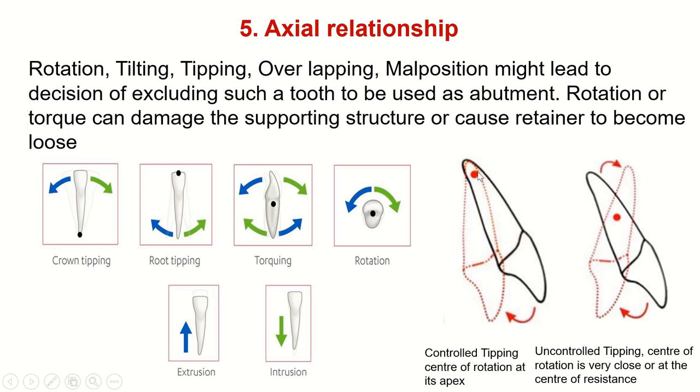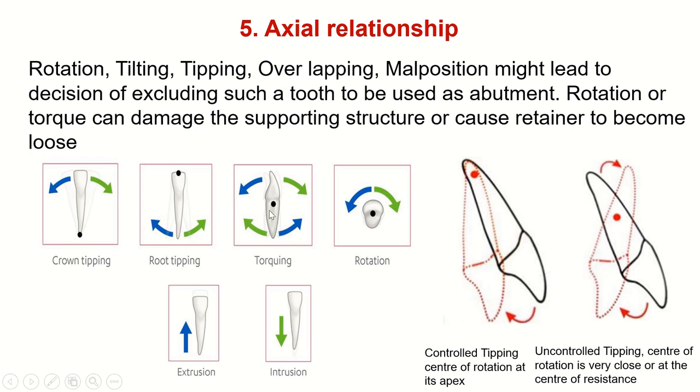إذا كان center of rotation near the apex سميناه بالcontrolled tipping. إذا كان near the center of the tooth or center of resistance راح نسميه بالuncontrolled tipping. في حالة التورقينج يكون movement of the crown in one direction while the movement of the root in the other direction. وأيضا عندنا other form of malposition اللي هو rotation, extrusion or intrusion.